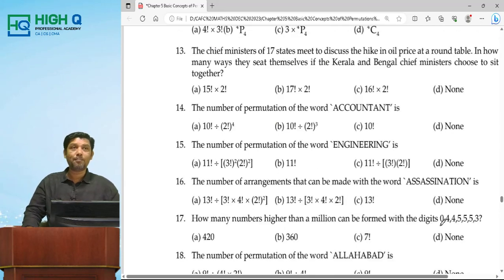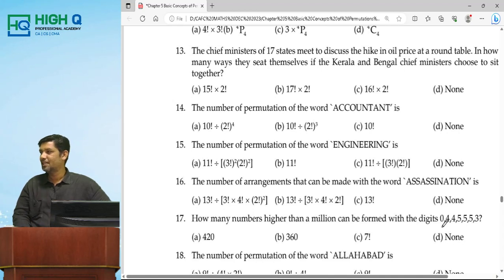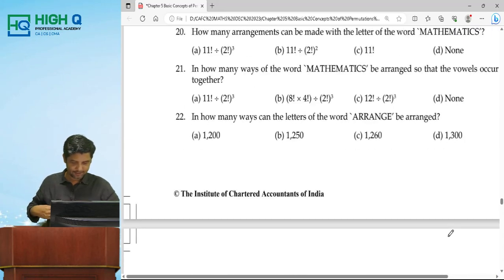Because if repetition comes, accordingly what I have to do is divide by 2 factorial, 3 factorial, depending on how many times it is repeated. Repetition comes means 4 into 4 into 4 into 4. 5 digits means 5 into 5 into 5 into 5 into 5. That's it. Next.